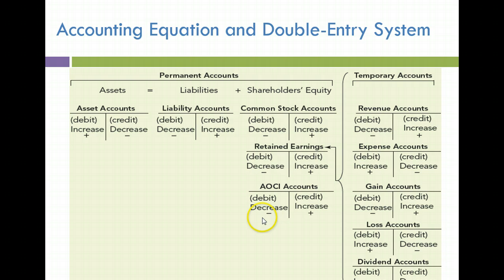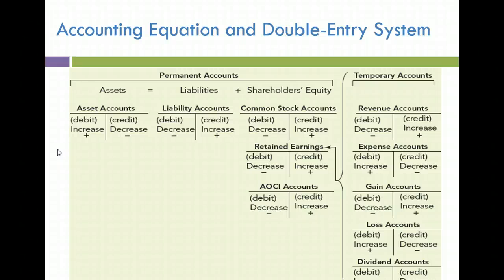Our liabilities are the opposite of that. When we increase a liability, we credit it. When we decrease a liability, we debit it. So our normal balance of a liability account is a normal credit balance.